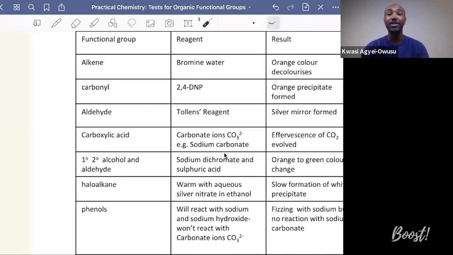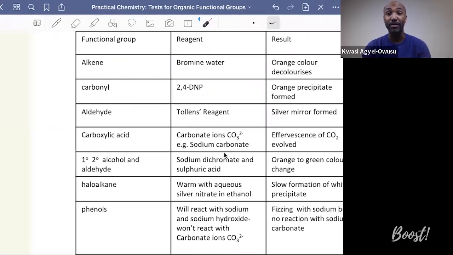Another test you're required to carry out is a test for the presence of the carboxylic acid group. And in this test, you are typically going to be reacting your unknown solution with sodium carbonate or sodium hydrogen carbonate. And if there is a carboxylic acid present, then the two react to produce a gas, which is, of course, carbon dioxide.